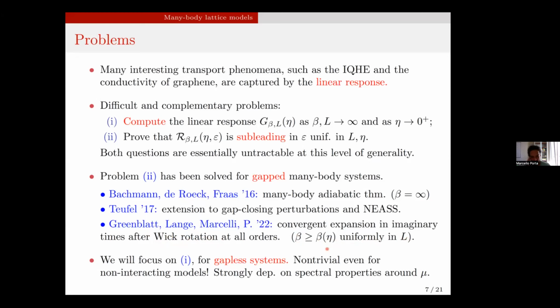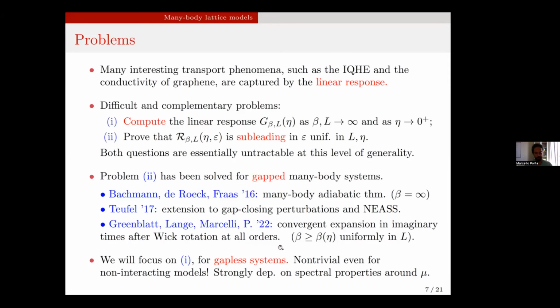So what I would like to do today is to focus on point one. I would like to focus on computing this, starting from the linear response ansatz for gapless systems, and make rigorous statements about it. This is, in fact, a non-trivial problem even for non-interacting models. It strongly depends on the spectral properties of the Hamiltonian at the Fermi level. I was initially planning to also tell you something about the validity of linear response, but I realized that time would not have been enough. I have some backup slides in case someone is interested, but I will not say much about it, unfortunately.